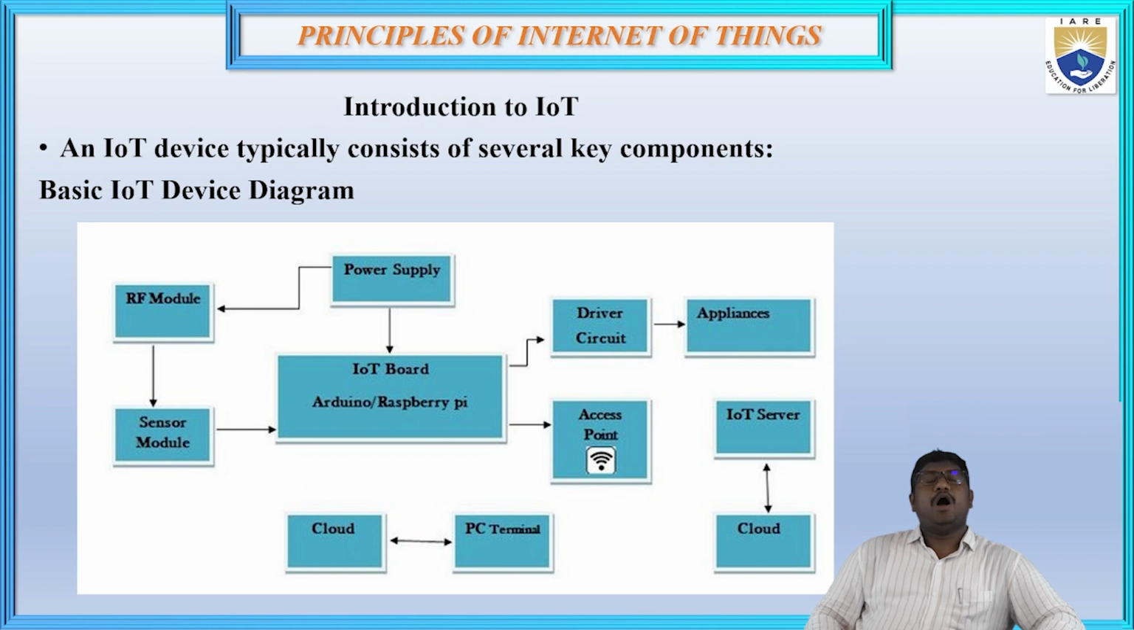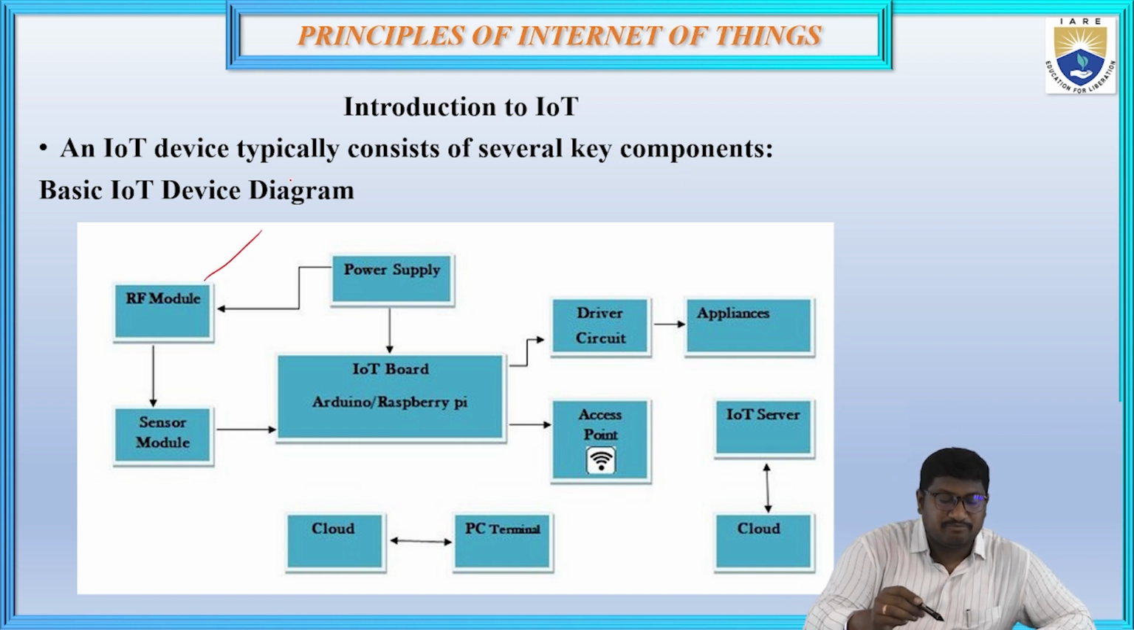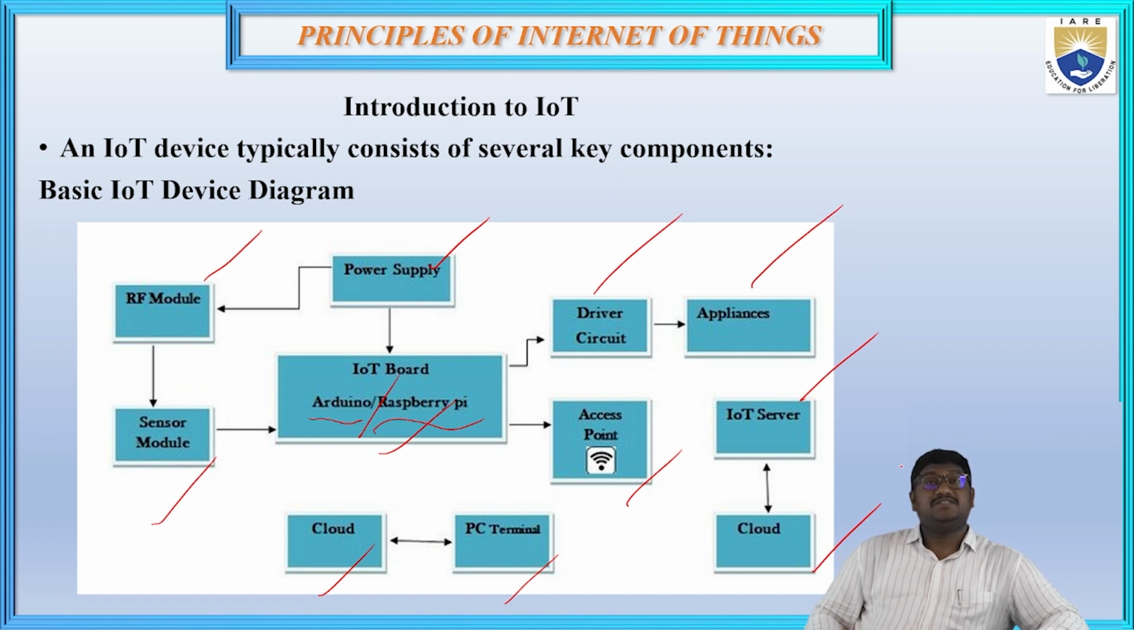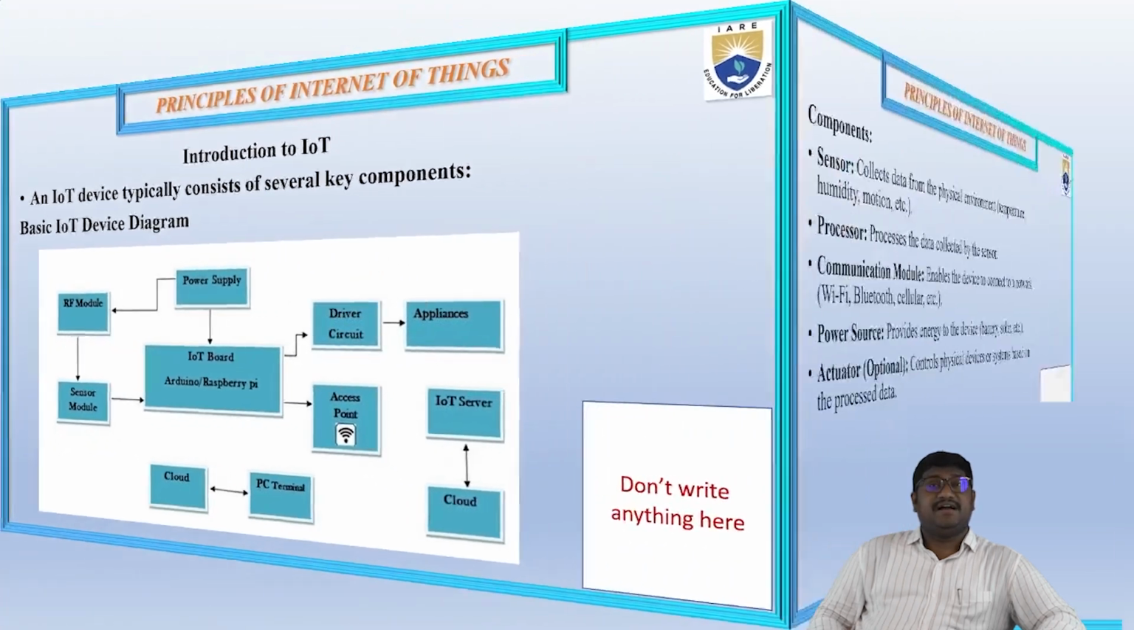Here, have a look at how a basic IoT device diagram looks. An IoT device consists of several key components such as the RF module, power supply, and IoT board. I already told you, either Arduino or Raspberry Pi, you can use it. Then a sensor module, cloud, PC terminal, access point, driver circuit, applications, and IoT server. All these are the different key components that are interlinked in an IoT device diagram.